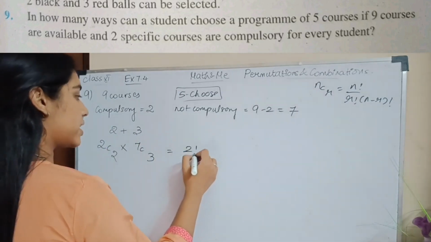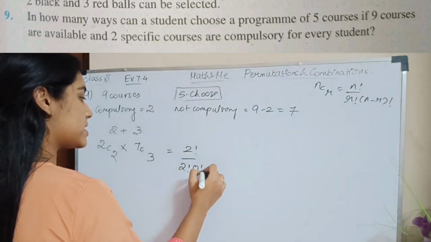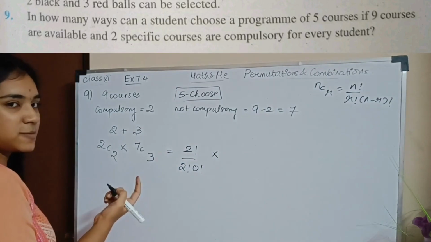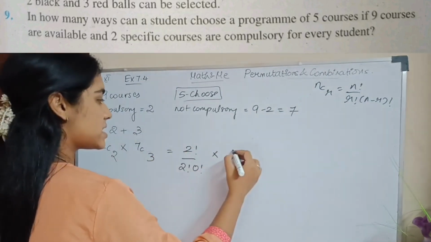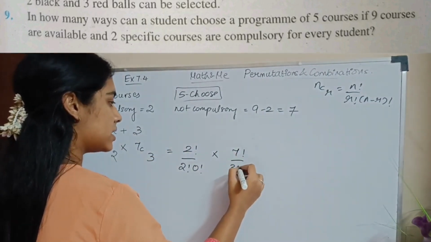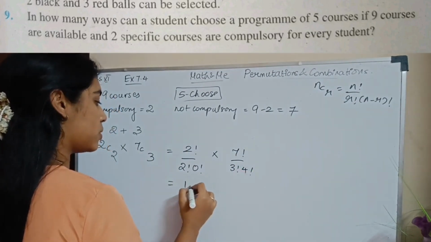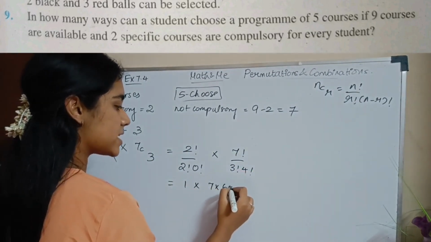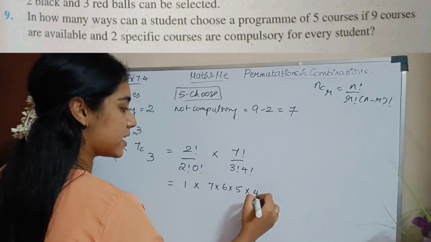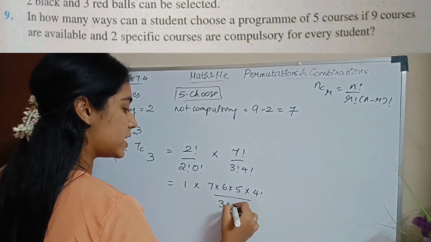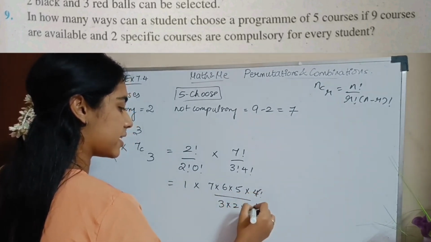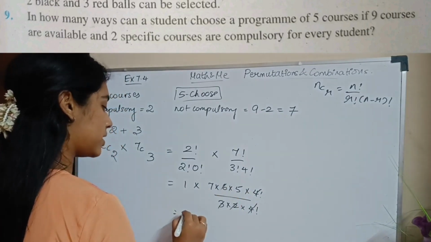So 2C2 is 2 factorial over 2 factorial times 0 factorial; NCN is basically 1. Always remember that. 7C3 is 7 factorial over 3 factorial times 4 factorial. So this will be 1 into 7, 6, 5, with 4 factorial cancelling, over 3 factorial, which is 3 into 2. 3 2s are 6. So I will be left with 35.